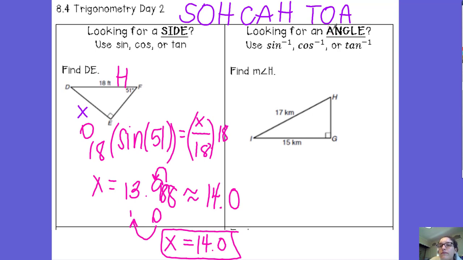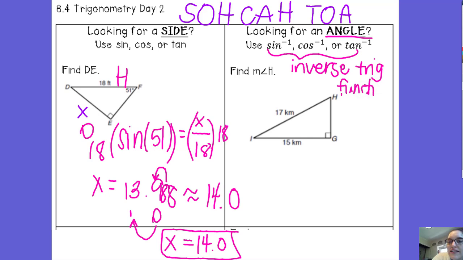Well, when we're going to be looking for a missing angle, we are going to use what's called an inverse trig function. These are my inverse trig functions. And if you notice, they have those little -1 exponent looking things at the top. That -1 you will see over and over again for the rest of your math career to represent an inverse. Basically, it just means going in the opposite direction.